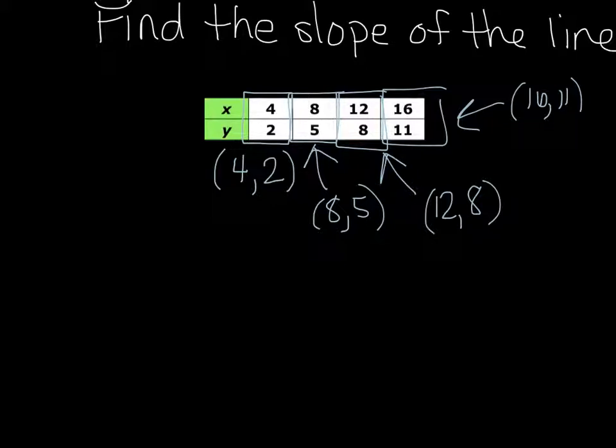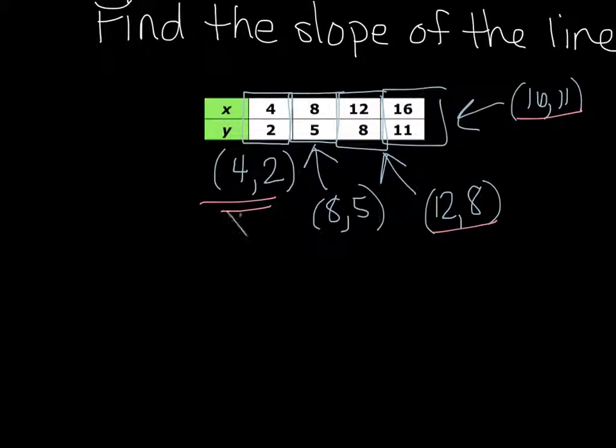I'll tell you, it does not matter what 2 points you use. I could use (4, 2) and (16, 11). I could use (4, 2) and (12, 8). I could use any combination of 2 points, because in a linear relationship, the ratio, which is our slope, will always be the same. So let's choose any 2 points. I'll choose the first two.